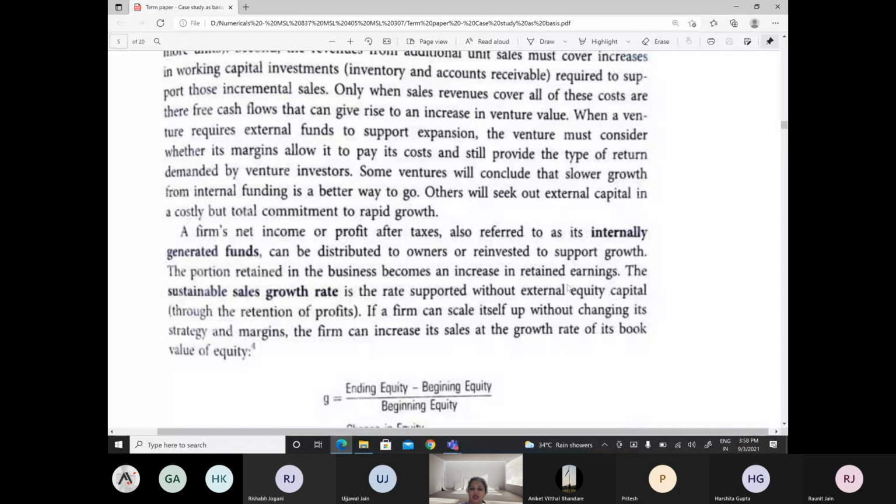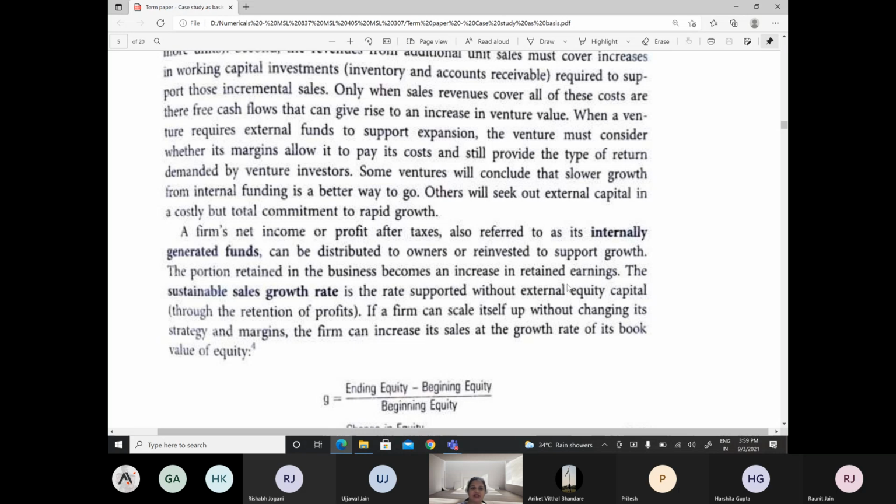So we have to ensure that just getting more sales does not mean that we are increasing value. We must ensure that incremental sales lead to additional profits, or incremental profits, and it gives us free cash flows. And these free cash flows will become the basis of valuation for our ventures. There are many other methods also, but the free cash flow approach to valuation is the most appropriate and popular method. Okay. Only when sales revenue covers all of these costs are there free cash flows that can give rise to an increase in venture value.